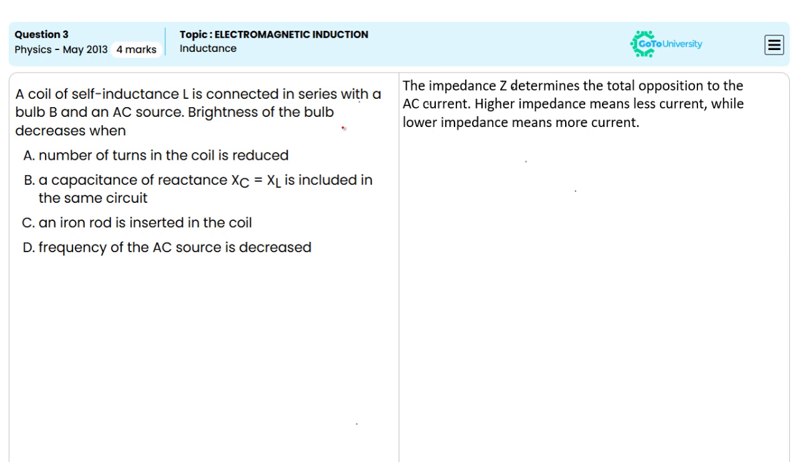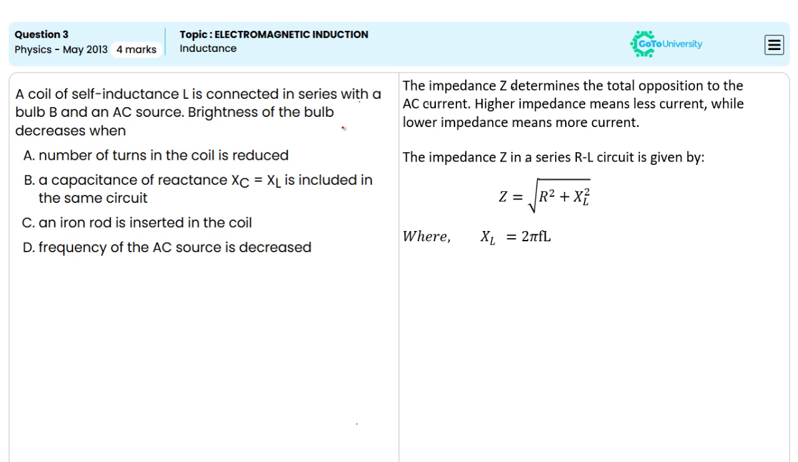So we have the formula of impedance, which is given by Z is equal to the square root of R square plus XL square. And we also know that the higher the impedance, the less the current, while lower impedance means more current. Now let's find what can be the answer to this question one by one.